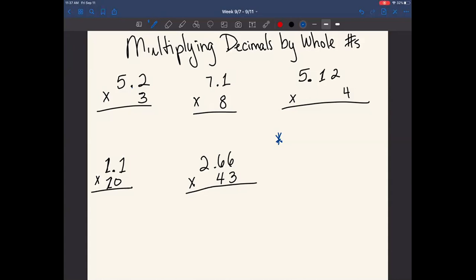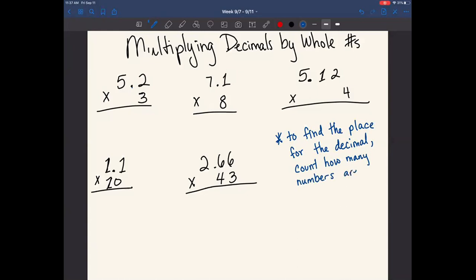So what ends up happening is, to find the place for the decimal, count how many numbers are to the right of a decimal point in the problem.